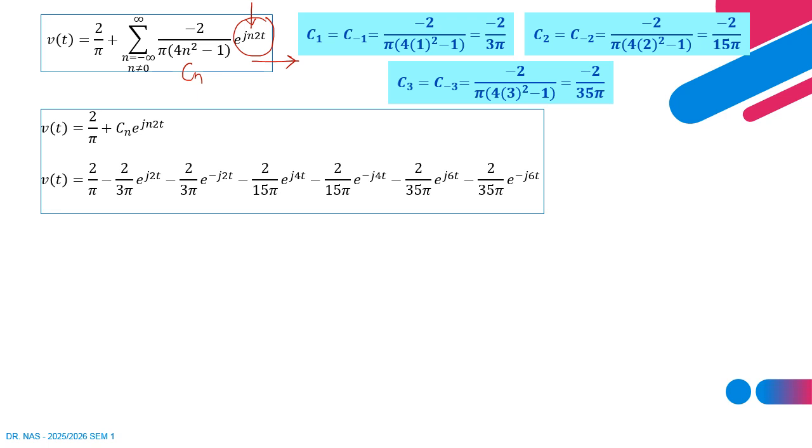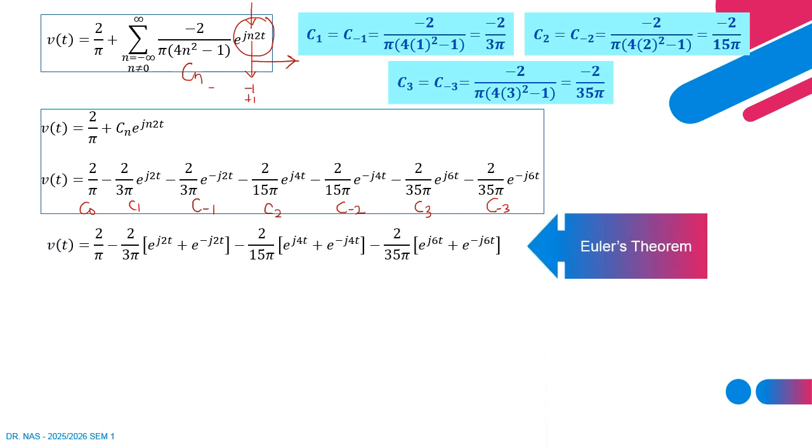In this case, this is your C0, this is your C1, and this is your C minus 1. Replace the n equal to minus 1, positive 1, 2, negative 2, 3, and negative 3. Expand the equation. This is for Cn equal to 2. This is when Cn equal to minus 2. This one is Cn equal to 3 and Cn equal to minus 3.